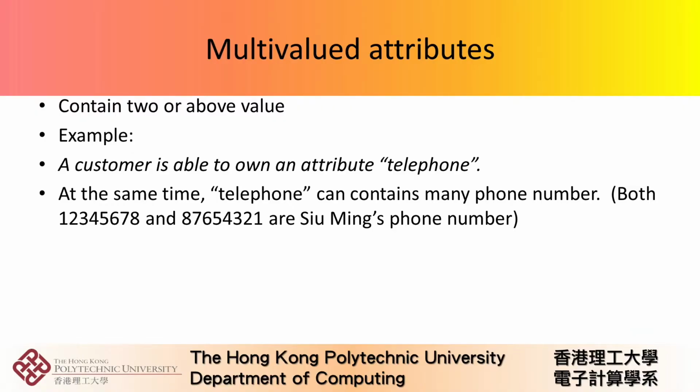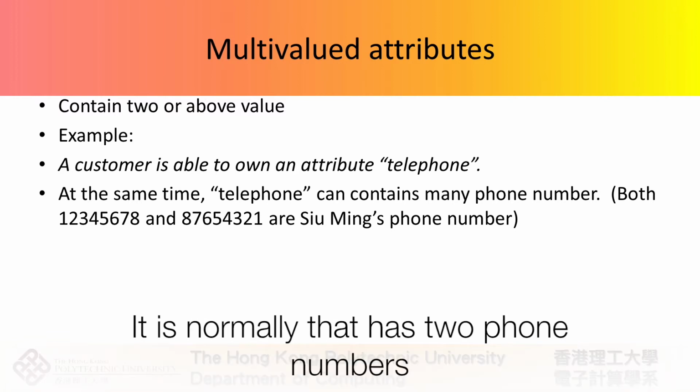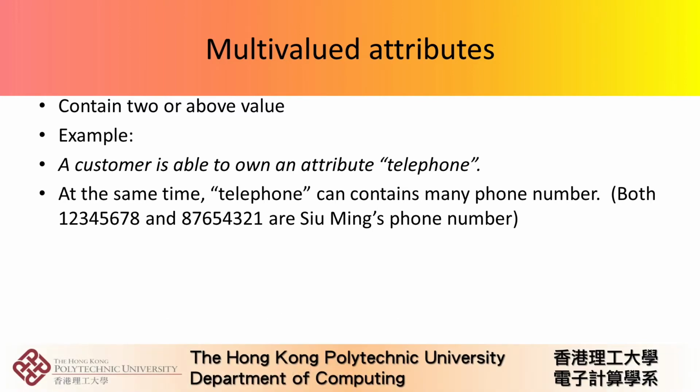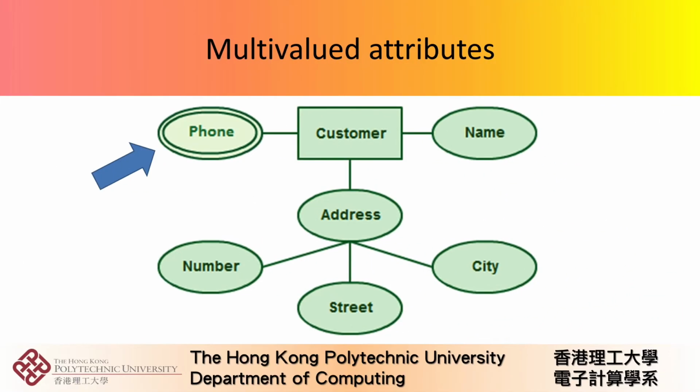For example, a customer is able to own an attribute telephone. At the same time, telephone can contain many phone numbers, which means both 1, 2, 3, 4, 5, 6, 7, 8 and 8, 7, 6, 5, 4, 3, 2, 1 can be phone numbers of the customer. When sorted in ER diagram, phone is the multi-valued attribute of customer. Therefore, the symbol for phone should be a double-sided circle.